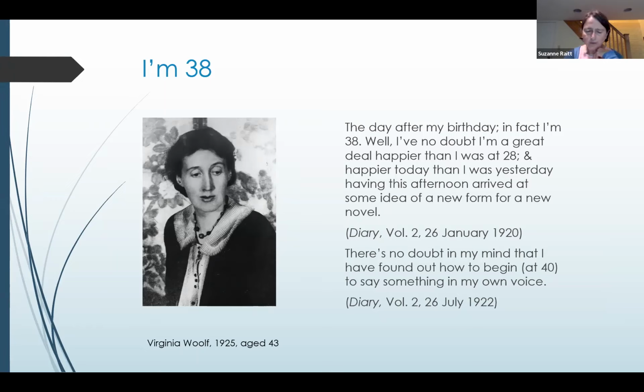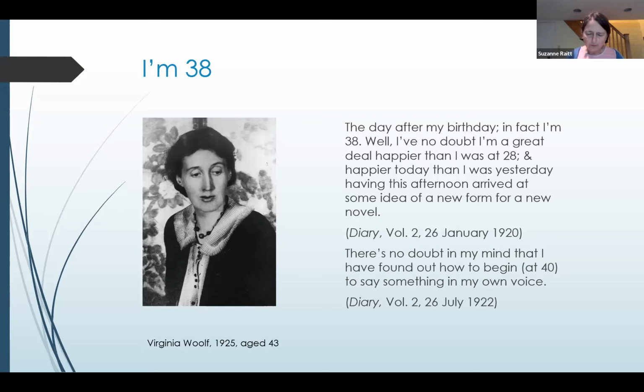Woolf's achievement in Jacob's Room was meaningful to her, partly because she felt herself entering middle age at the same time. She turned 40 about 10 months before it was published, writing in her diary after Leonard read and praised the manuscript, "There's no doubt in my mind that I have found out how to begin at 40 to say something in my own voice." Being 40 was as much of a milestone as publishing her first truly experimental novel, and the two were intertwined in her mind.